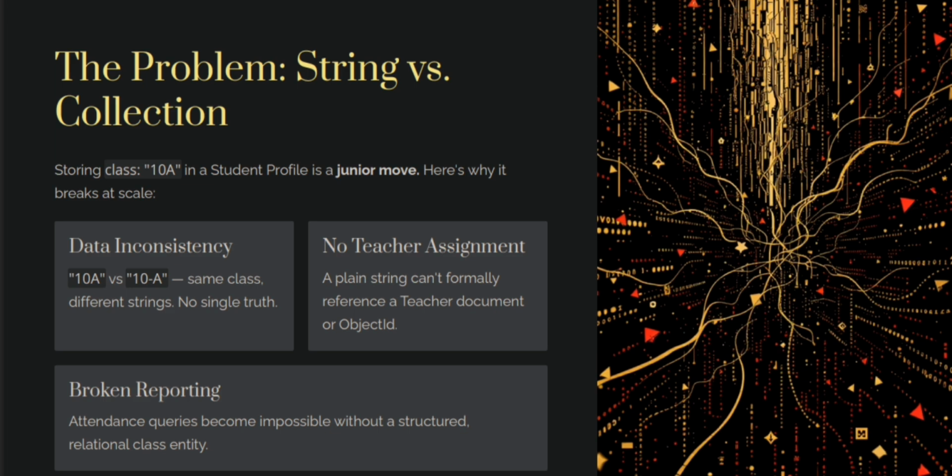If we don't build this structure and just keep class 10 as a simple string in the student profile, what problems will we face? First, consistency. Anyone could type anything: 10A, 10-A or class 10A. These would all be treated as different records. Second, assignments. You wouldn't be able to formally assign a teacher to a specific class. Third, attendance. It would be nearly impossible to generate accurate attendance reports. The professional approach is to keep the class as a separate collection, just like we did with the school collection.